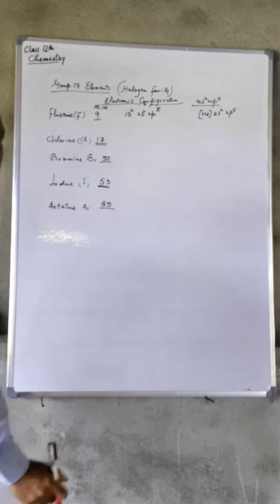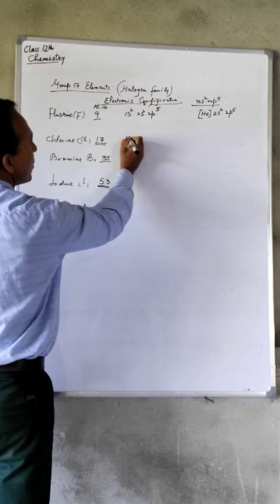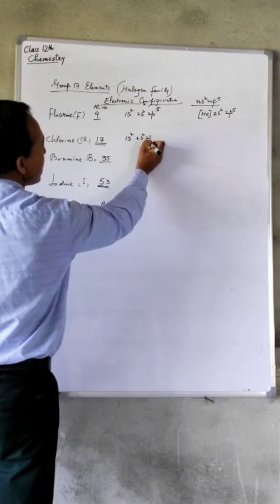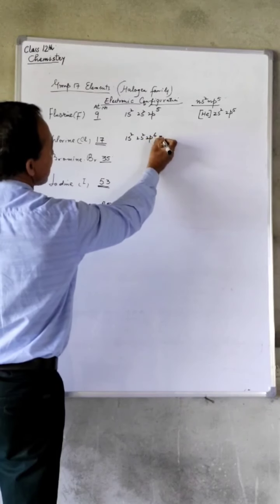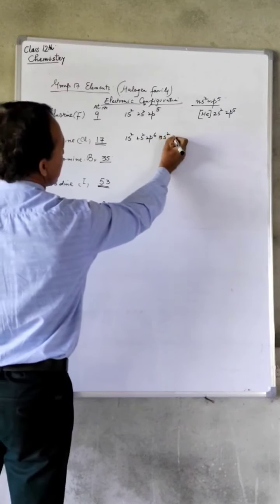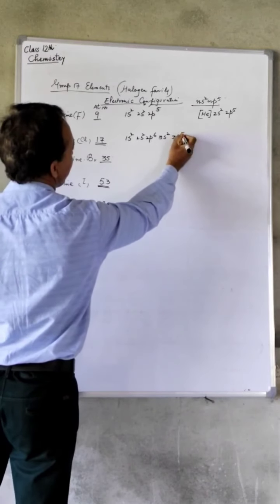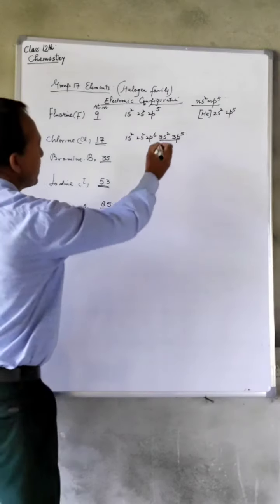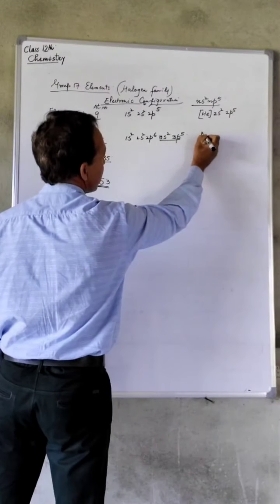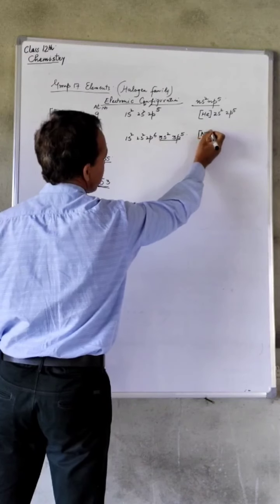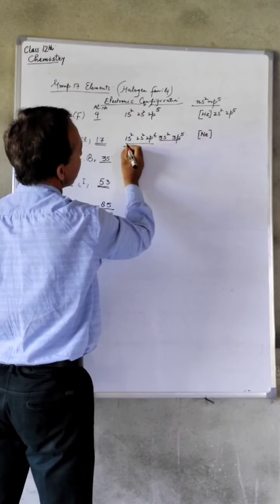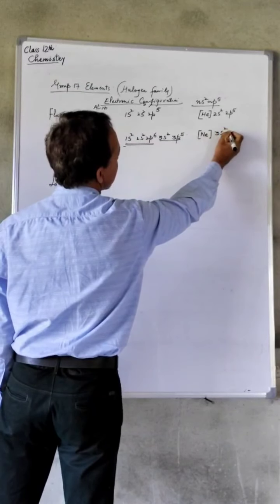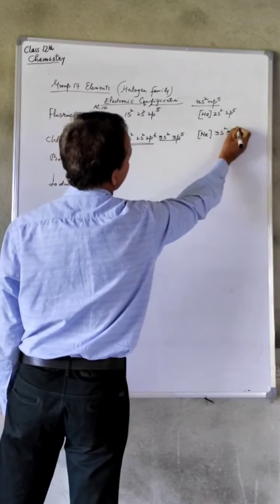Now chlorine is 1s2, 2s2, 2p6, 3s2, 3p5. And again, in terms of the noble gases, it is helium, neon, whose atomic number is 10. So 10, then 3s2, 3p5.